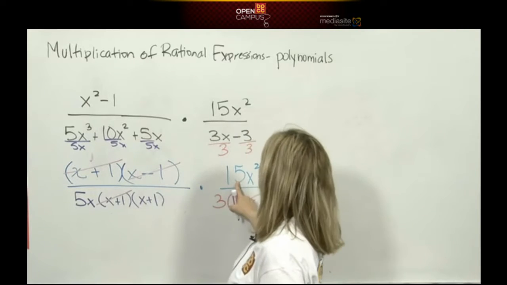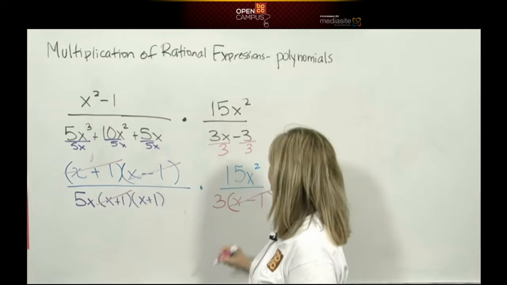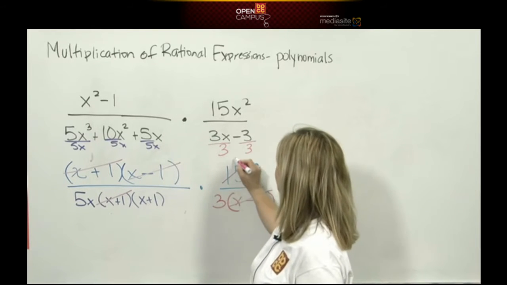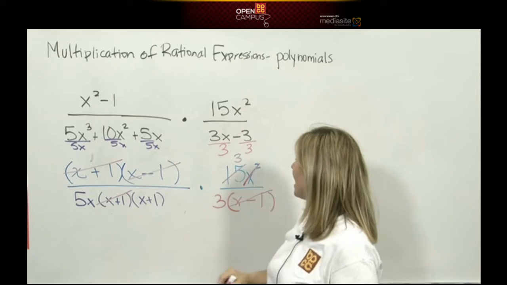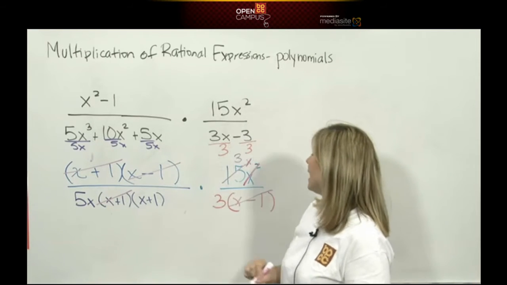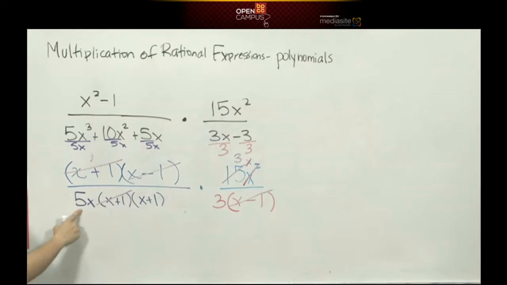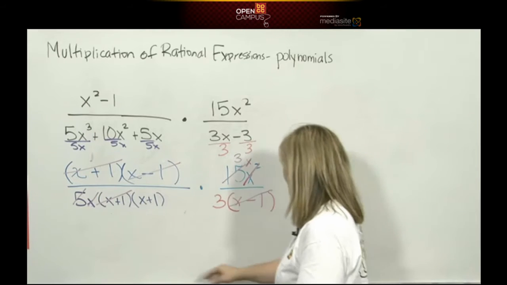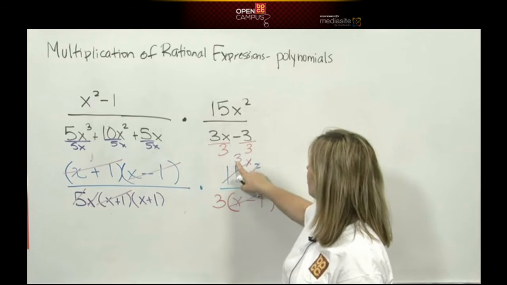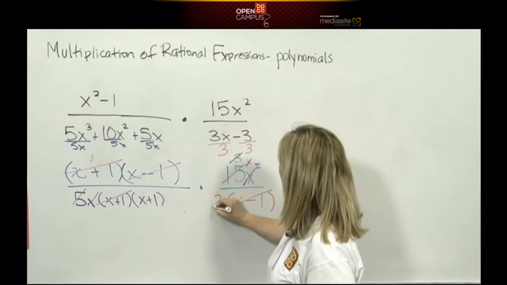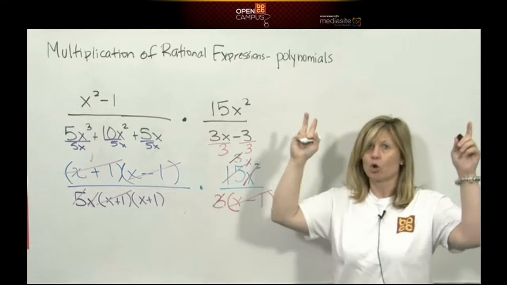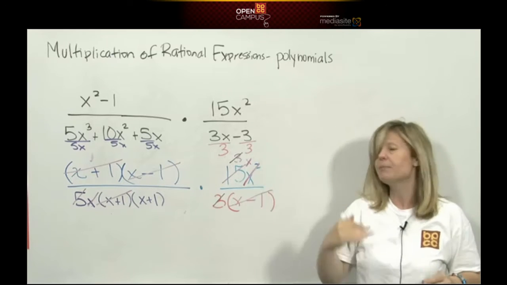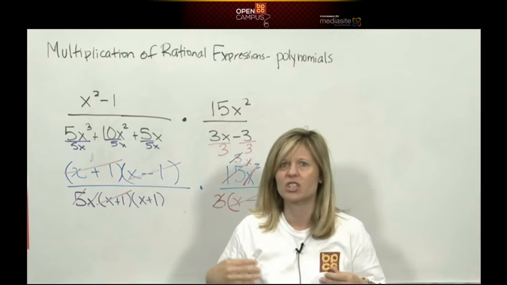Oh, 15x squared can divide with 5x. So if you look, I can divide 15 by 5 and get 3. I can divide x squared by x and get x. If I divide 5 by 5, I get 1. And if I divide x by x, I get 1. So that all cancels out. I'm still not done. If you look closely, I have this 3 in the numerator and this 3 in the denominator, and that will cancel out. So even though it's not going diagonally, cross cancel, you can cancel up and down. That's why you'll never hear me say cross cancel, just cancel.